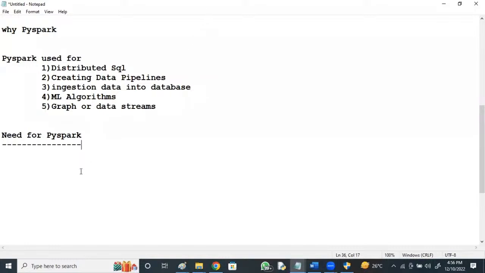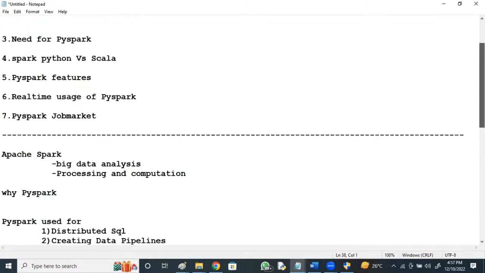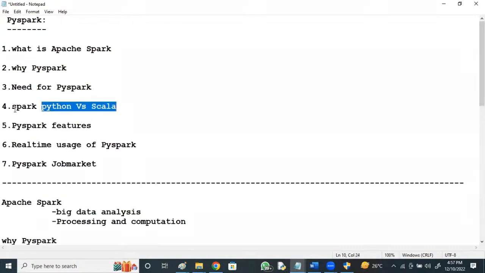Spark can be implemented using four languages, not only Python and Scala: Python, Scala, Java, and R. But the mostly used ones are Python and Scala. Spark is built using Scala, so Scala is the native language of Spark. But these days, even Python is mostly used or preferred.